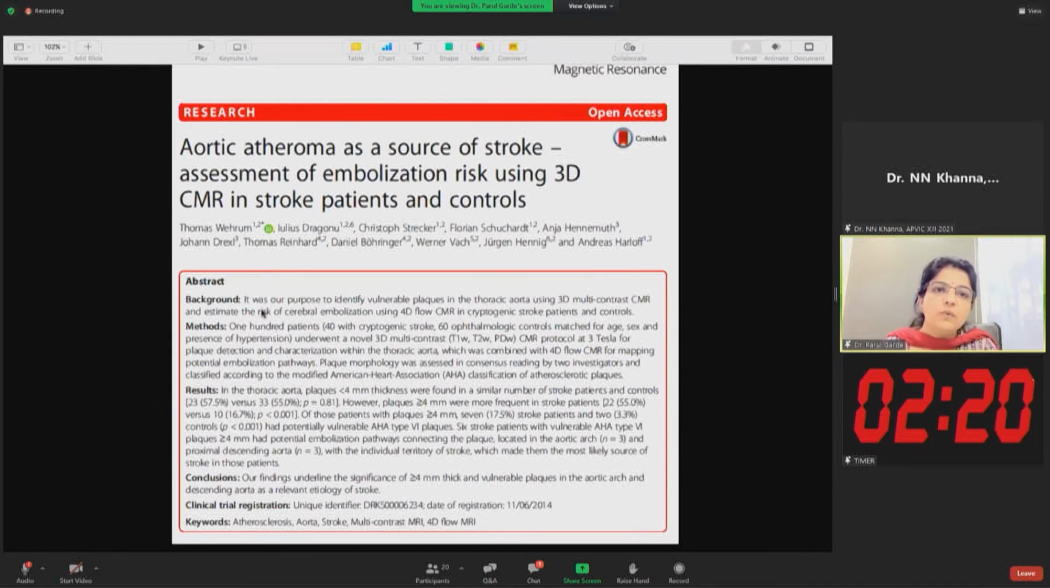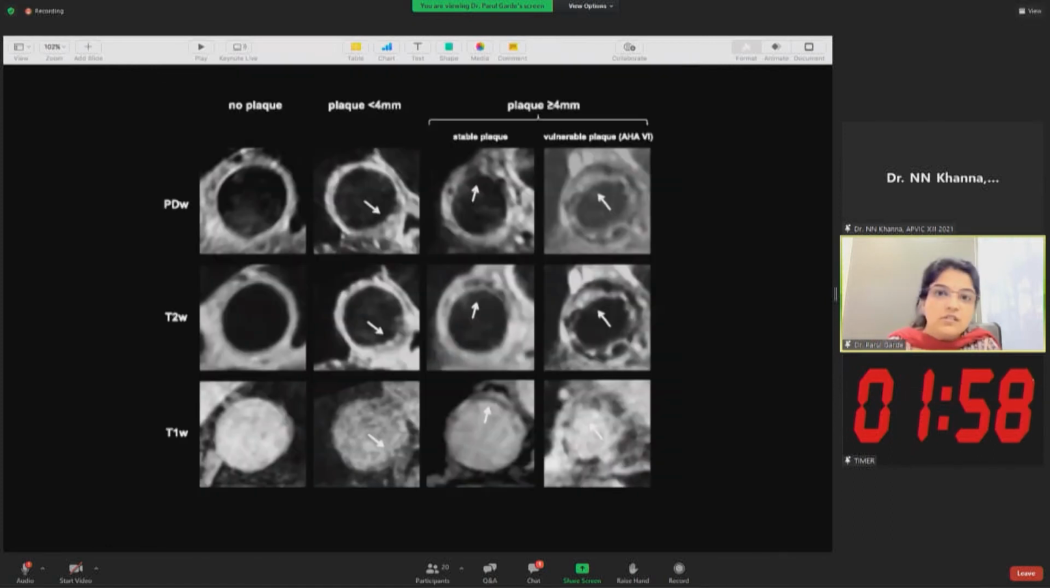Here they've used simple PD weighted, T2 weighted, and T1 weighted sequences, and have tried to study the aortic wall, particularly the aortic arch and descending thoracic aorta. And they have found that an intima more than 4 mm thick and the presence of vulnerable plaques in the aortic arch and descending aorta are a relevant etiology of stroke. This is just an image from this article wherein we see the normal aortic wall. This is an image wherein there is an eccentric thickening here, but it is less than 4 mm.